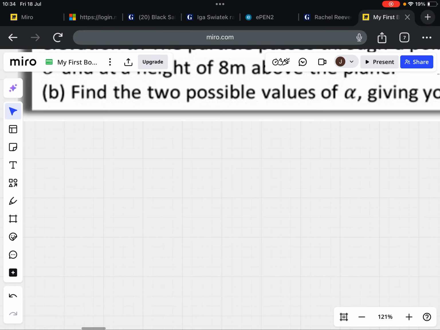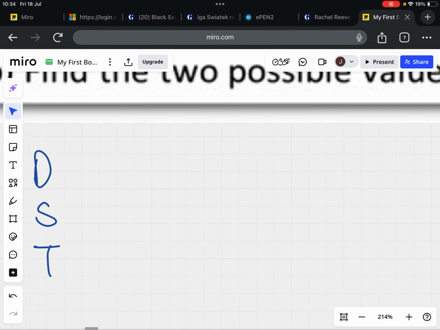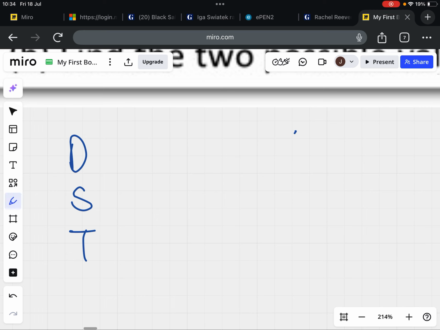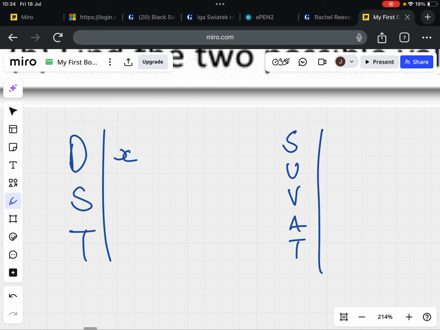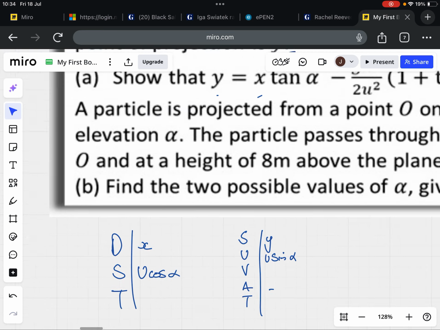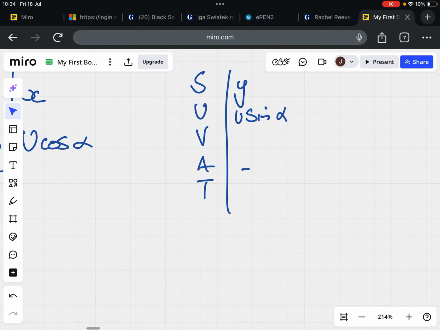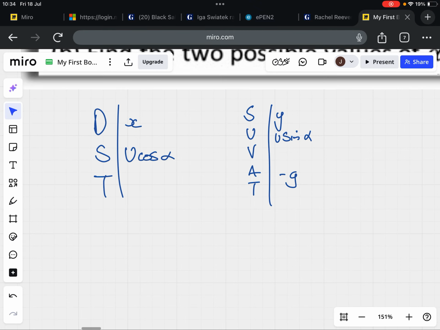Okay, so first thing we're going to do is dst. So we're going to do our dst and our SUVAT. Now, what's not obvious about this one is we're going to call this one x and we're going to call this one y. Okay, and we're just talking about in general where something would be. So this is going to be u cos alpha again. This is going to be u sine alpha. This is going to be, is g involved? Yes. So this is going to be minus g.